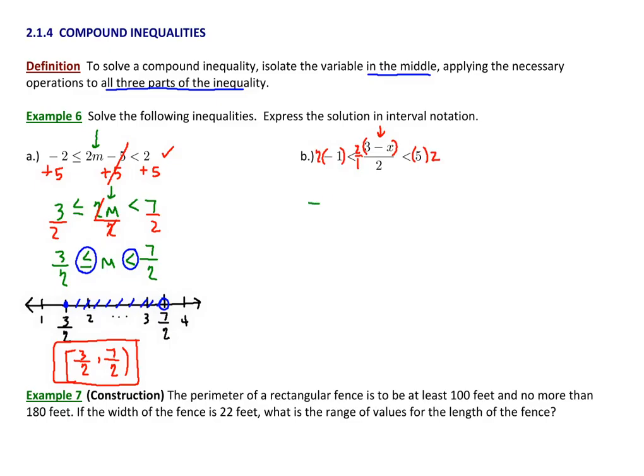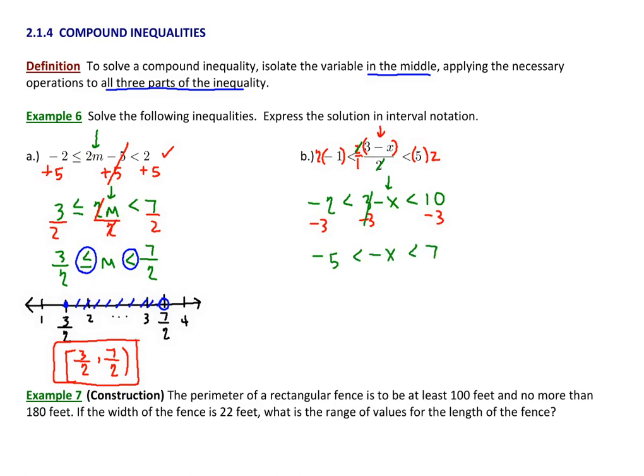So on the left side, we'd end up with -2. In the middle, the denominator cancels. That leaves behind 3 minus x and 10 on the right side. Our goal is to get x by itself in the middle, so the next thing we need to do is subtract 3, and we're going to do that from all three parts. This leads us to -5 less than -x less than 7.